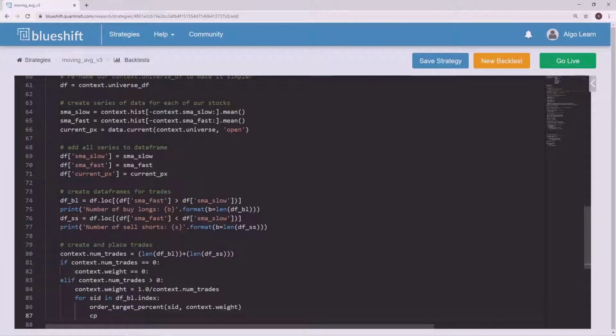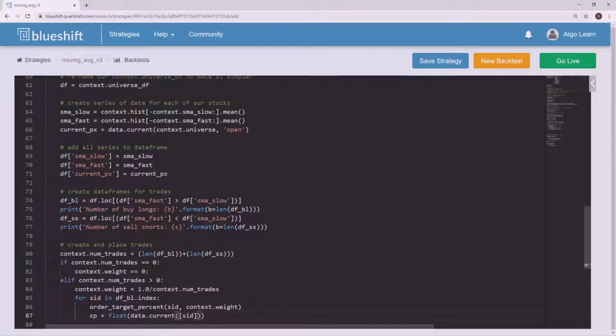I also want to look at the current price, CP for current price. I want to see exactly what we're buying at. I want to be able to audit this and make sure we are buying at the right price. I can go back and check actual pricing to see if the data that Blueshift is pulling is accurate. That gives me an opportunity to audit some things.